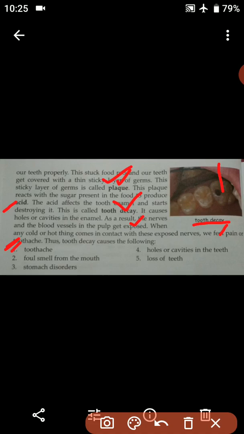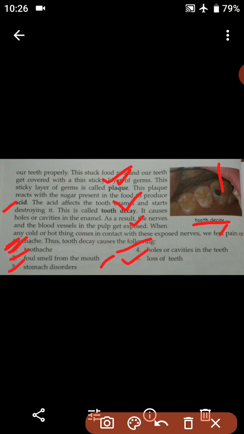Thus, tooth decay causes the following. So, it causes the toothache. That means there will be pain in your teeth. It will also cause a foul smell from the mouth. We all know that many people have a foul smell from their mouth. This is because of the tooth decay. Okay, students. So third one is the stomach disorder. That means there will be a problem in your stomach also. Fourth one is the hole or cavity in the teeth. This is also the cause of the tooth decay. And last one is the loss of teeth.